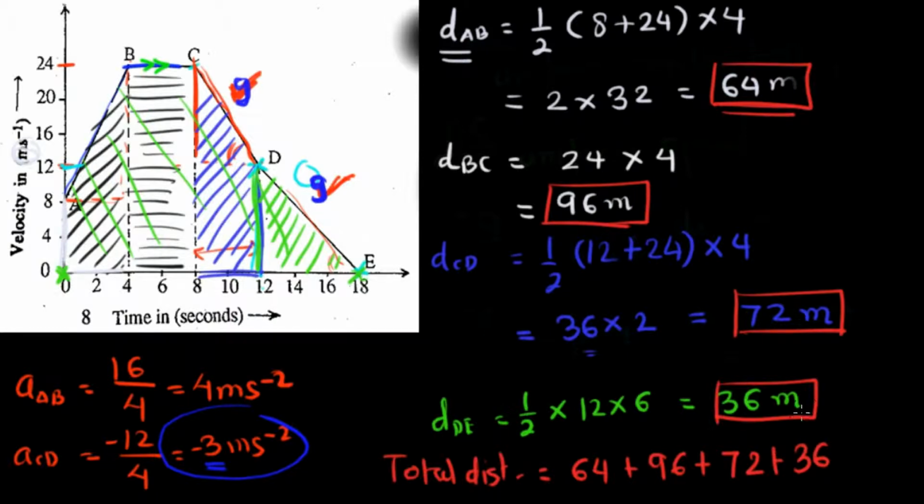My calculator says it is 268. A very odd number though, but we can't say, because that's what our calculations are getting at. So 268 meters is the distance traveled by the vehicle, and this is what it is.